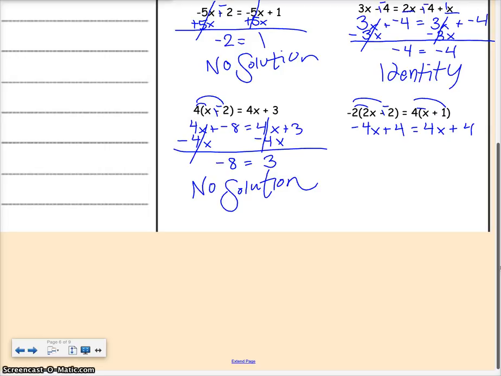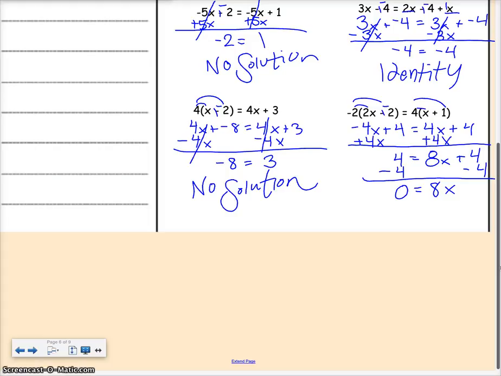I'm looking here, and I can already tell my variable's not going to disappear. Plus 4x plus 4x. I move in my smallest, and I get 4 equals 4 plus 4 is 8x plus 4. My variable did not disappear, so it's not special. It's only special when your variable disappears. Subtract 4, subtract 4. 0 equals 8x. Still not special because I have my x there.